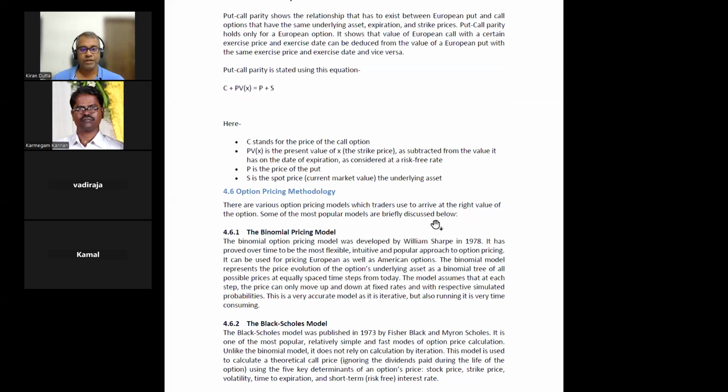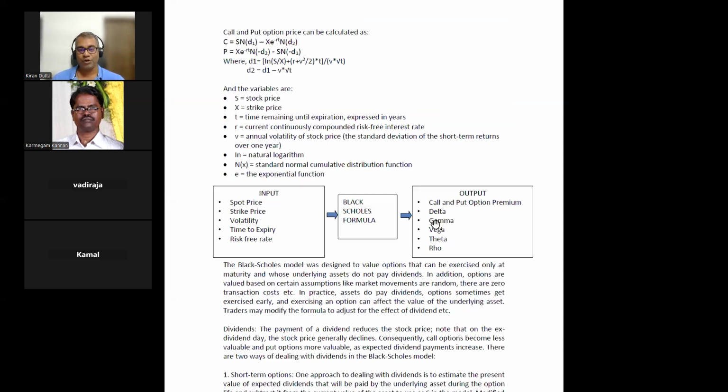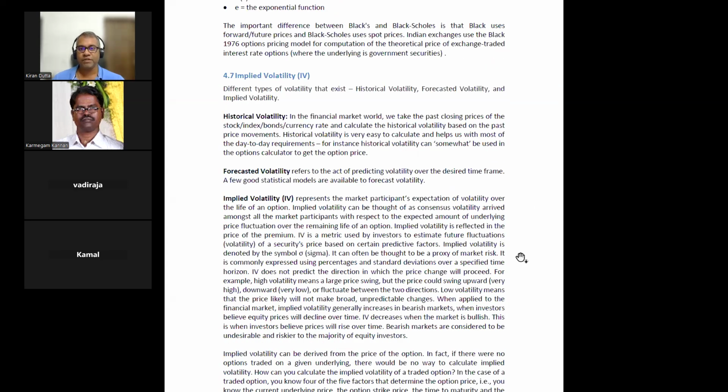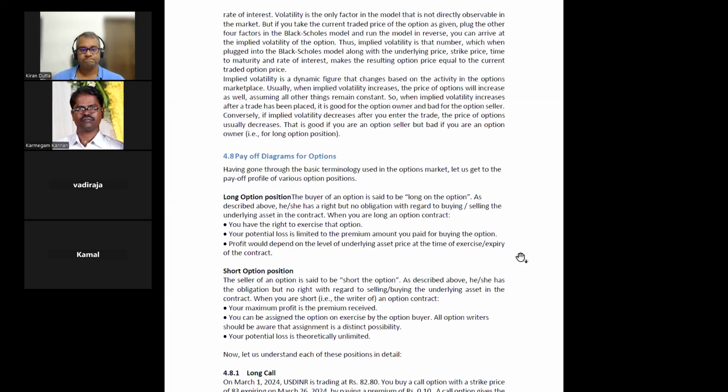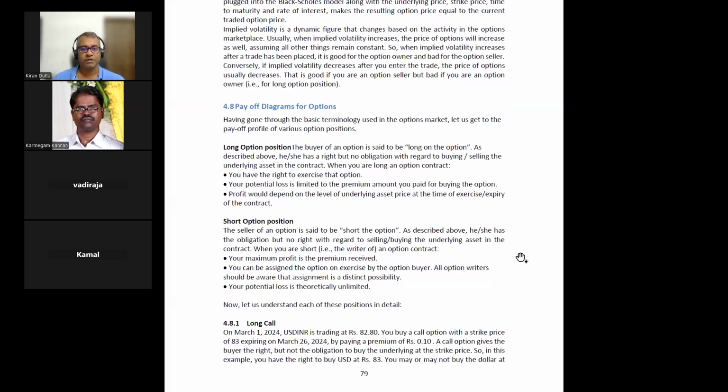I mentioned briefly option pricing methodology. Need not study this in detail, but just remember there are 2 models: binomial model and Black-Scholes model. If you want to experiment, but I don't think they will ask all these formulas, right? So implied volatility we discussed in detail, right? And payoff diagrams. I think this is the most important part.